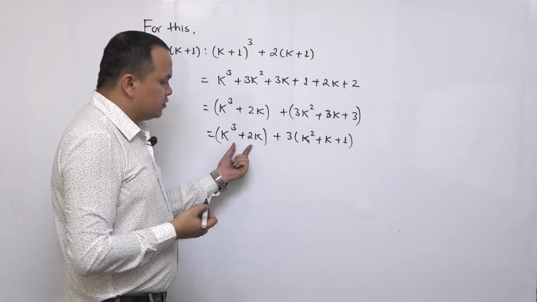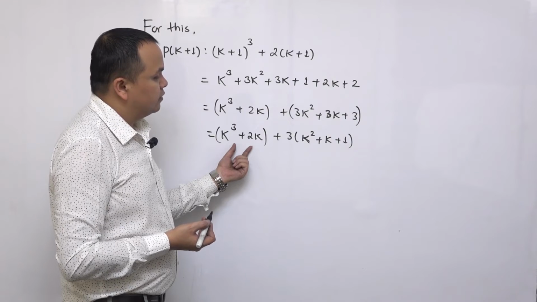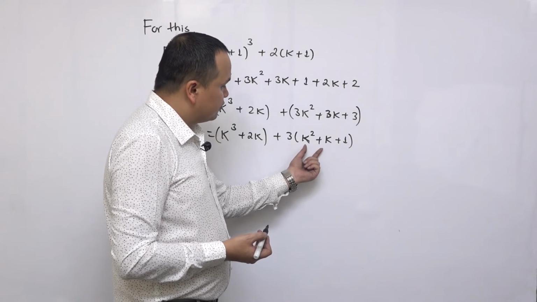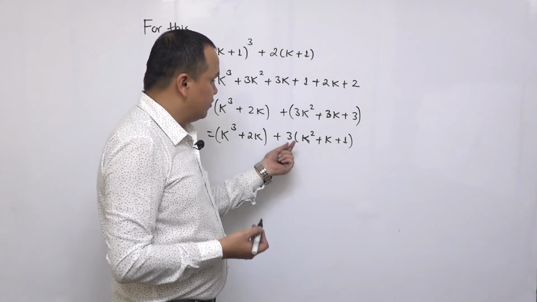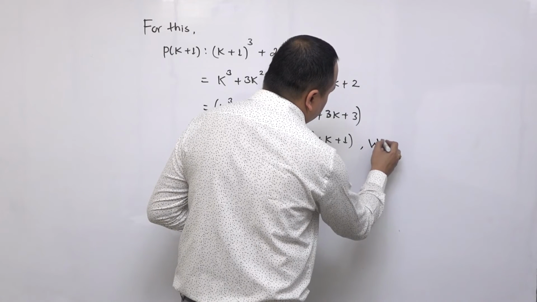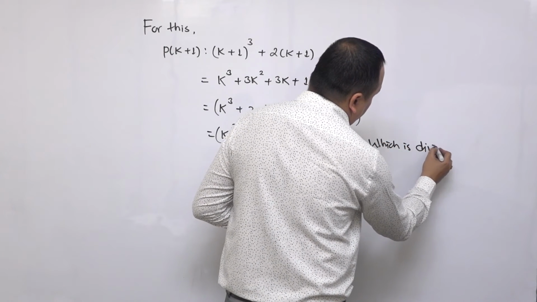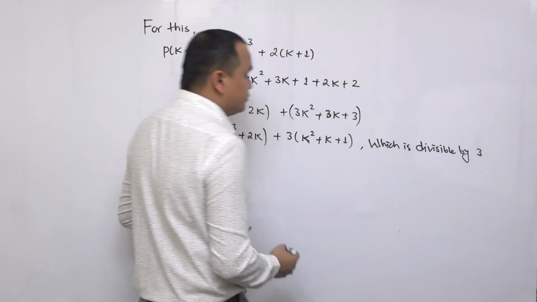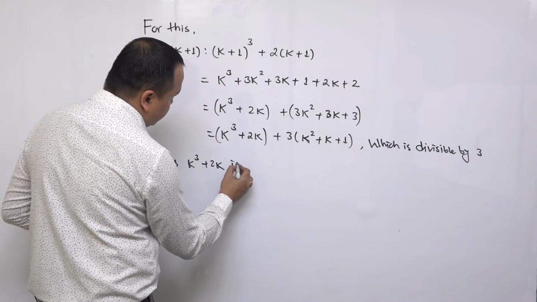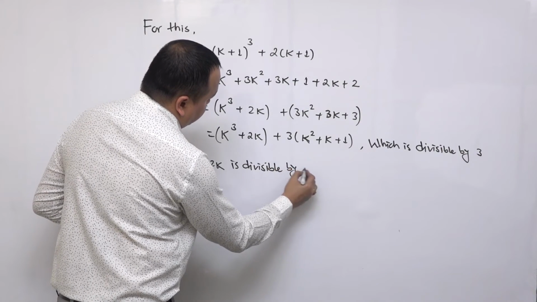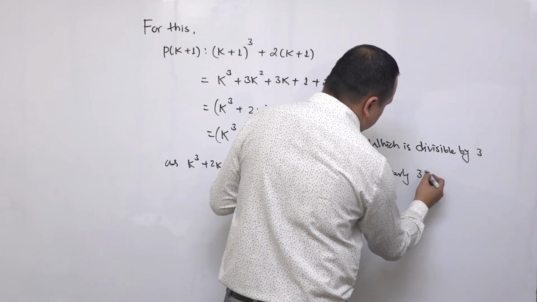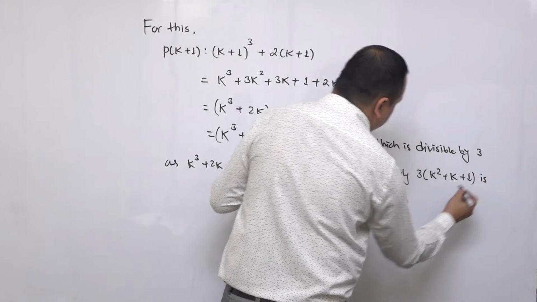Here k cube plus 2k is divisible by 3 by I. Similarly, here k square plus k plus 1, the coefficient of k square plus k plus 1 is 3, a multiple of 3, so it is again divisible by 3, as k cube plus 2k is divisible by 3 by I, and clearly 3 times k square plus k plus 1 is divisible by 3.